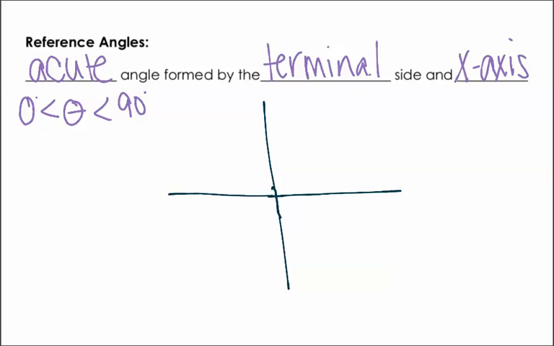So if we have an angle that's in this first quadrant, like right here, this is going to be your reference angle. So it is whatever the angle is. So we can put on your chart here, as is.